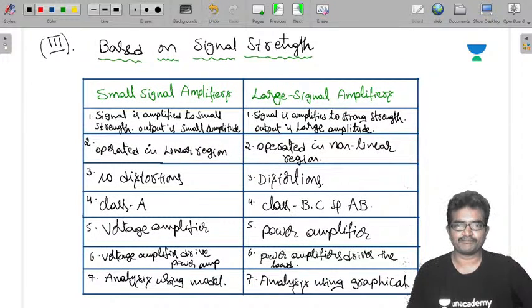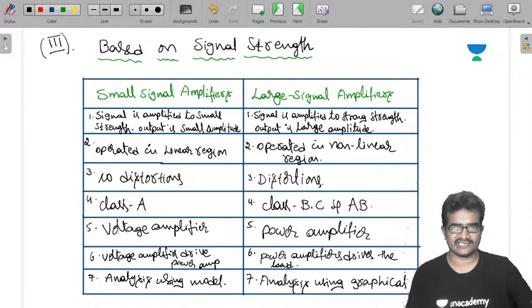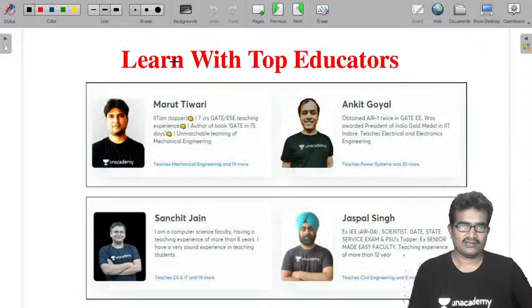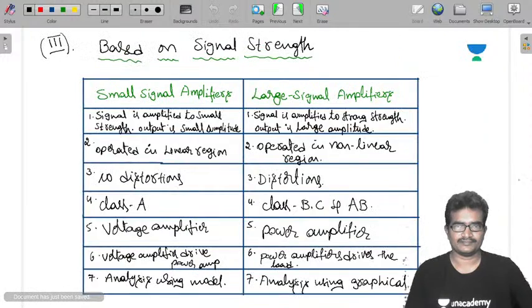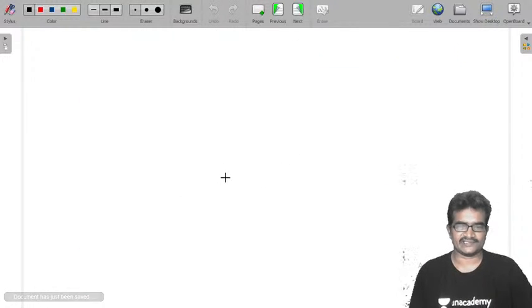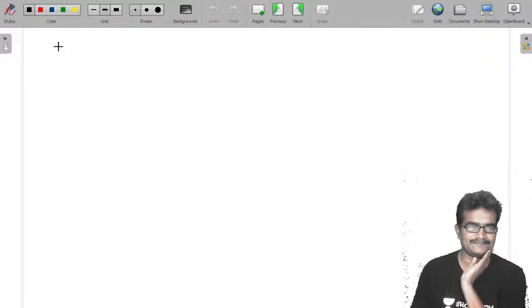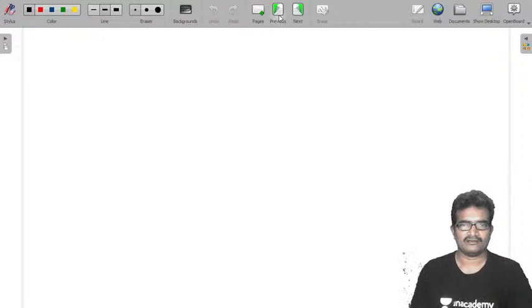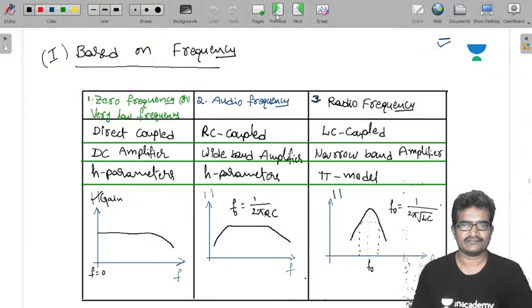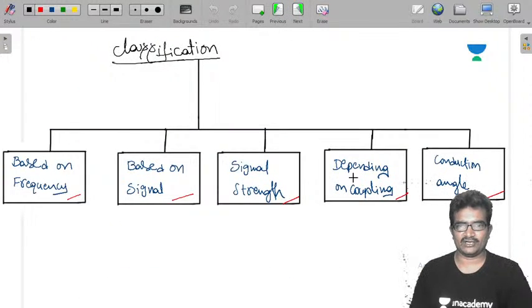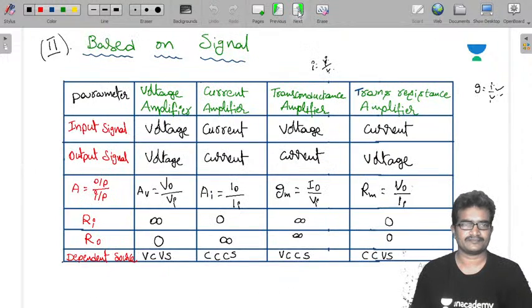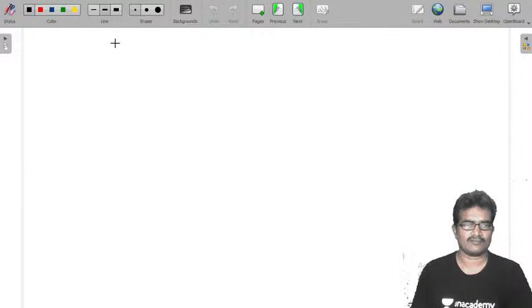This is the classification of amplifiers based on signal strength. The next one is based on conduction angle. Sorry, one more is there: depending on coupling, the fourth one.